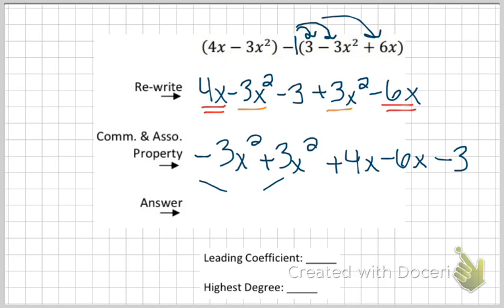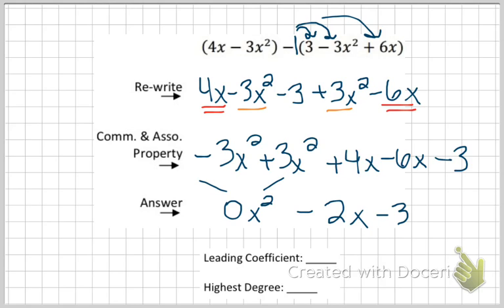We combine negative 3 plus 3. Type it in the calculator. That is 0. 4 minus 6. Type it in the calculator. Bring down the minus 3, and okay.